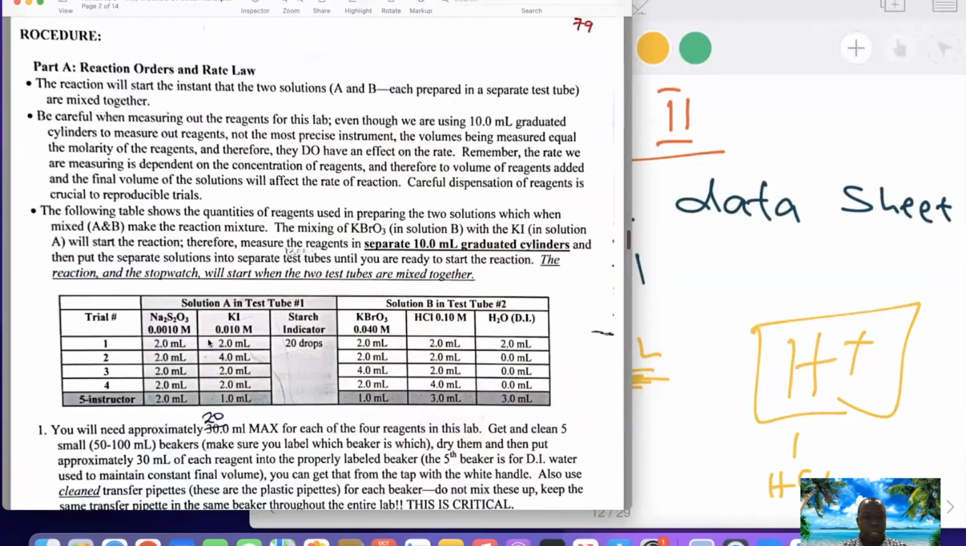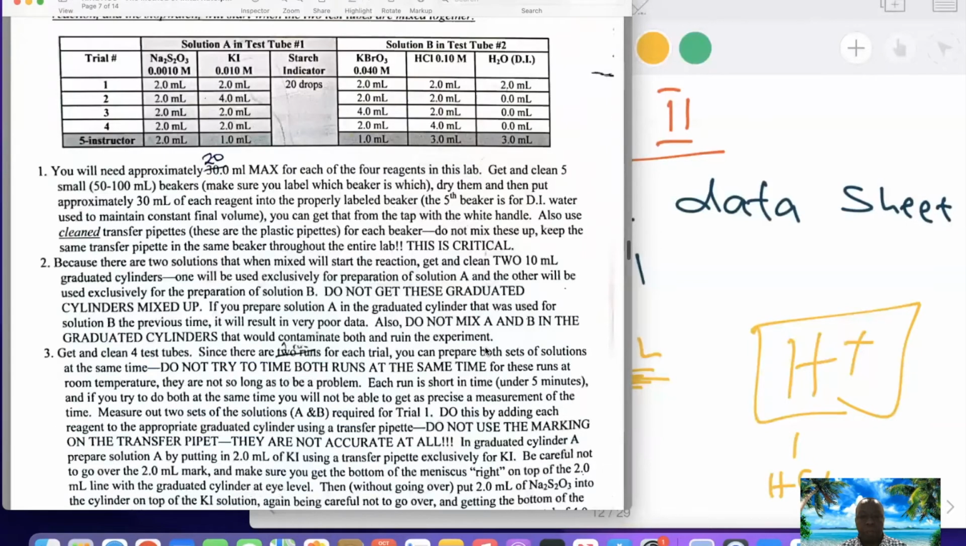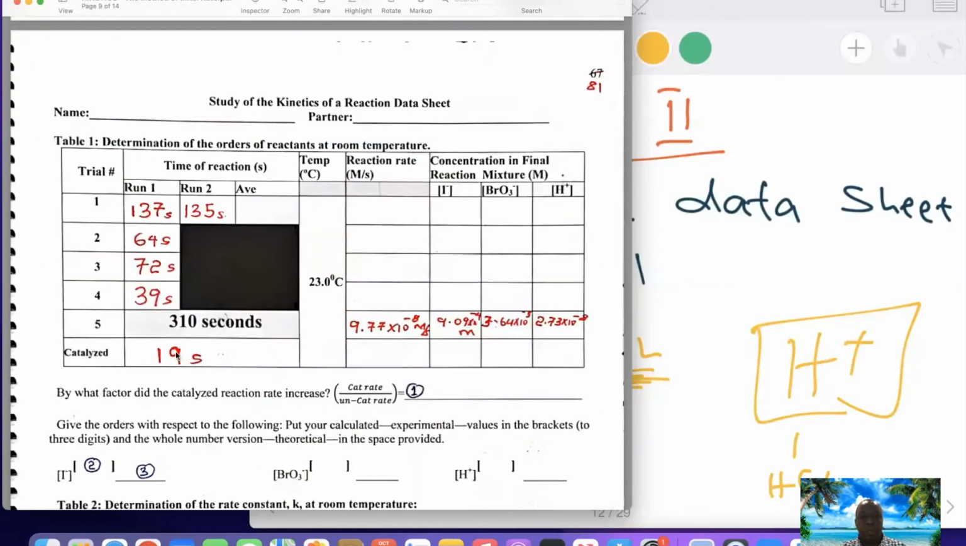So these are the solutions for trial 1, and these are the same solutions for the catalyzed trial, but because of the catalyst, it took less time to see the color change. So with these values you have here, you will fill in your data sheet and complete the table here, and show the calculation.